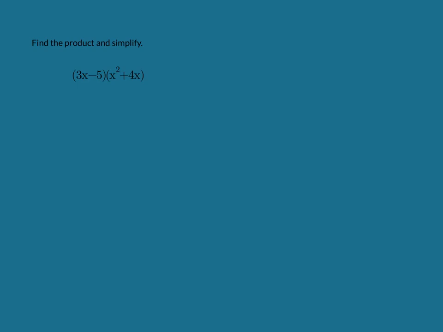In this problem, we are asked to find the product of these two binomials. So we will begin by multiplying 3x times x squared. And 3x times x squared is going to be 3x cubed. And then 3x times 4x will give us 12x squared.